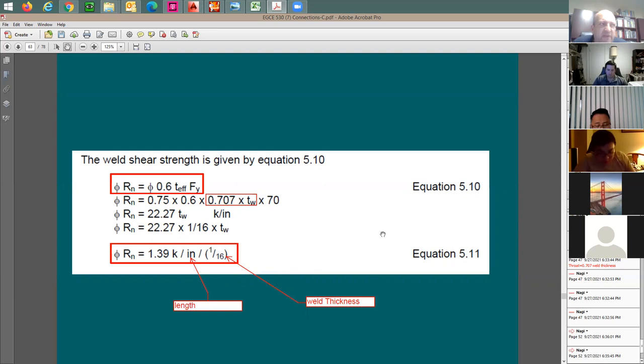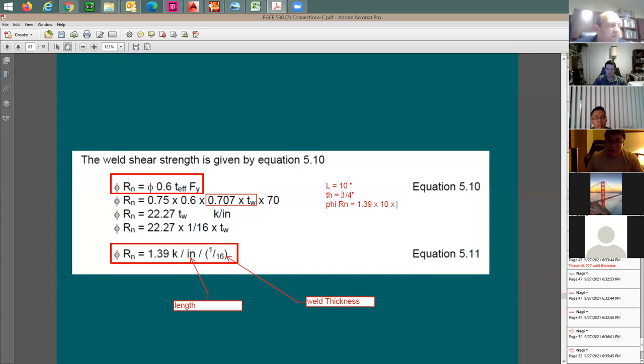Meaning, if I give you a welded connection, and I say the length of the weld equals 10 inches, and the weld thickness is 1/4 inch, what is the strength of the welded connection? Vrn for the weld is equal to 1.39 times, this is per inch of the weld length, so times 10, times. This here is going to be for 1/16 inch of weld.